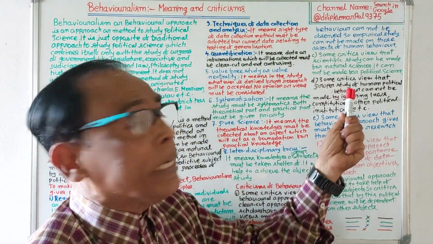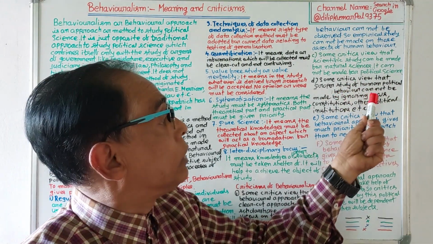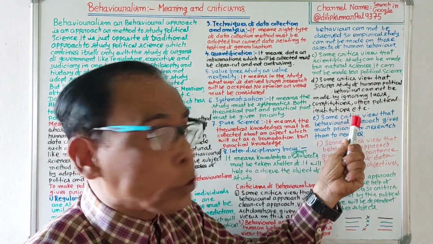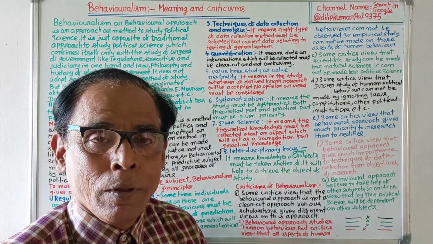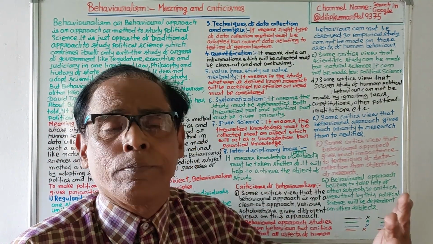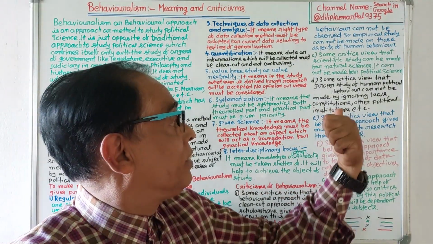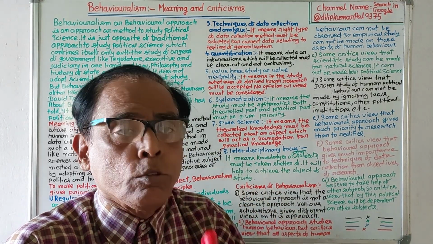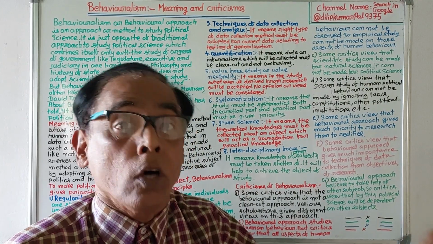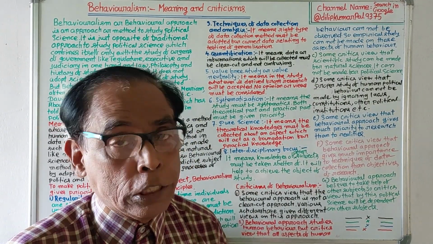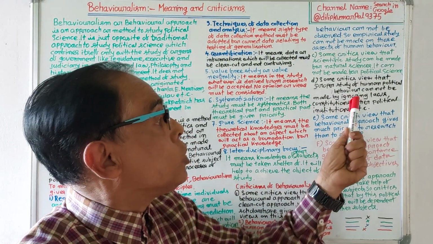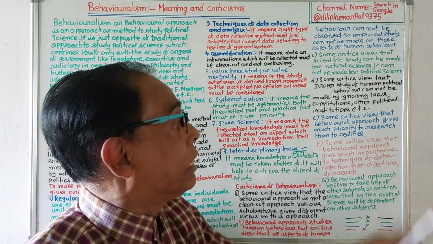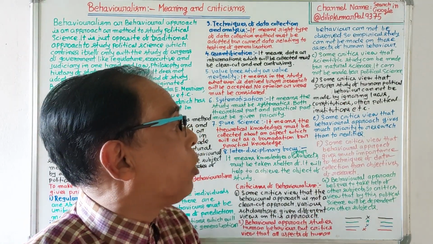Number four, some critics view that proper study of human political behavior cannot be made by ignoring laws, constitutions, other political institutions. Behavioralism ignores laws, constitutions and other political institutions. Behavioralism gives importance only to scientific method. It ignores laws, constitutions and other institutions. But according to some critics, human political behavior cannot be studied by ignoring laws, constitutions and other political institutions.